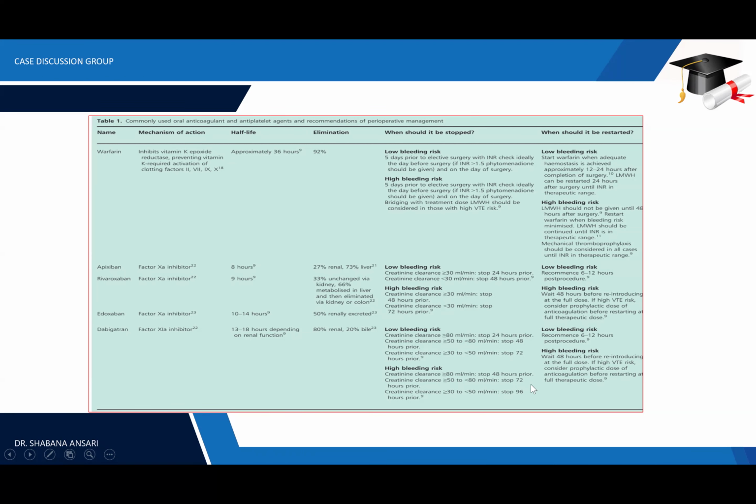So in the exam, you will see the creatinine clearance that is given, whether it is 80 ml or more, 30 ml or more, or less than 30 ml, what the bleeding risk is, low bleeding risk or high bleeding risk, and what the risk factors are in the patient, the weight of the patient, and what type of surgery she is going to have.